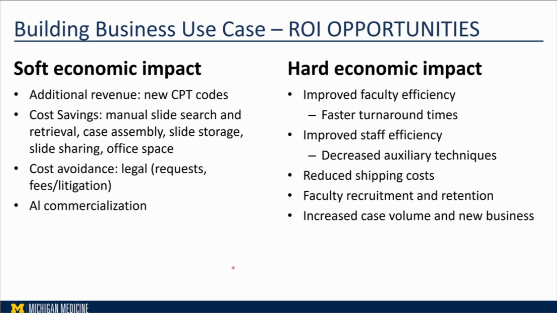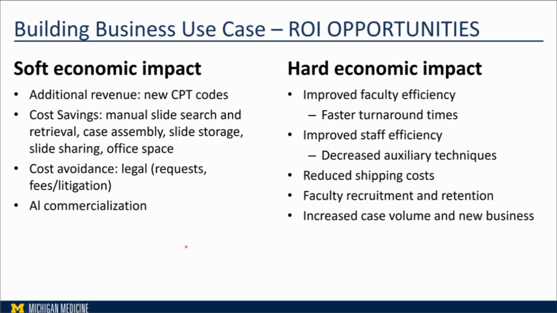The other thing that we also put into account is building the business use case. As you all know, right now, to this day, we don't have a way to bill for digital, right? But we divided it into soft economic impact and hard economic impact. From the soft part, maybe in the future we're going to have new CPT codes. Right now we need to put that into consideration, and hopefully in the future we can start billing for those cases. Cost saving: you have manual slide search, staff, labor, all of this, case assembly, you might put into account.